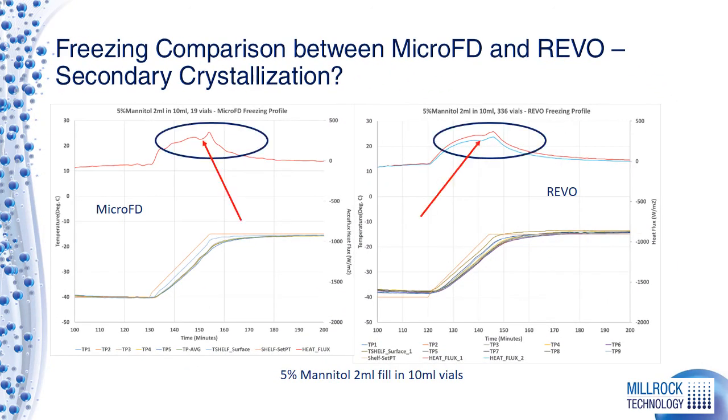Now, one thing to point out is that during the annealing step, we see a droop here in both systems, both the MicroFD and the Revo, that we can basically say that a secondary crystallization event took place. We're doing more studies on that right now. We'll have more available in the near future.